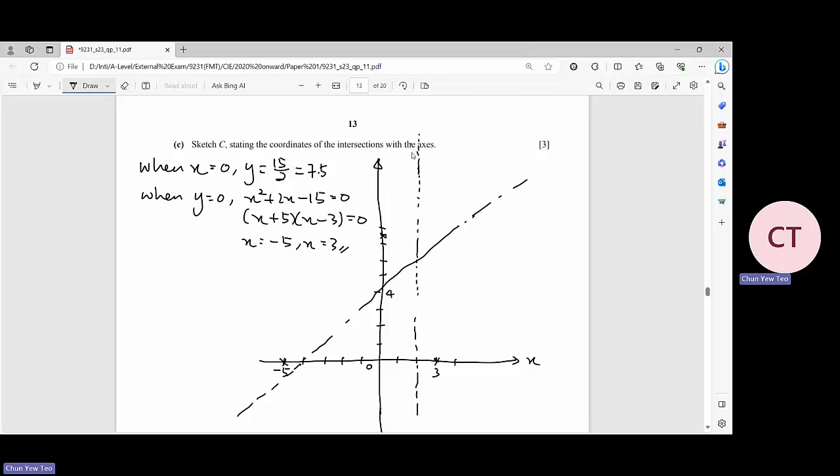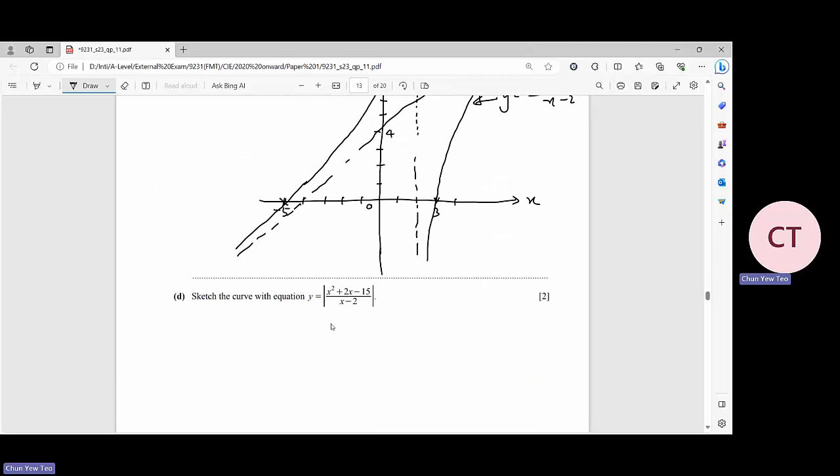So in an exam, please make sure you use a proper scale to sketch a graph. Yeah. So your other graph will be like this. Okay. So this will be the graph for y. Just say that this is y equals x squared plus 2x minus 15 over x minus 2. Okay. Done for this part C.